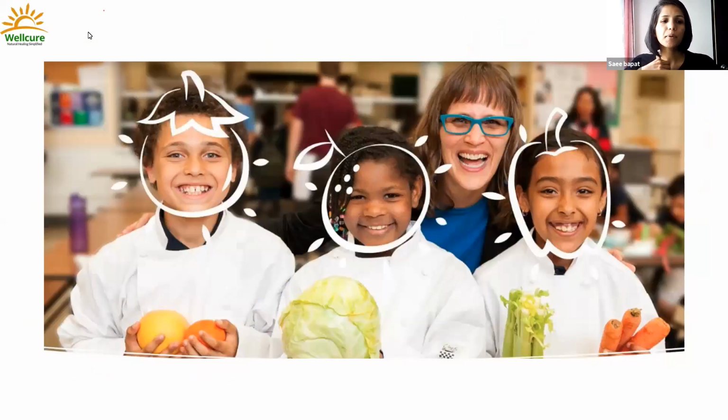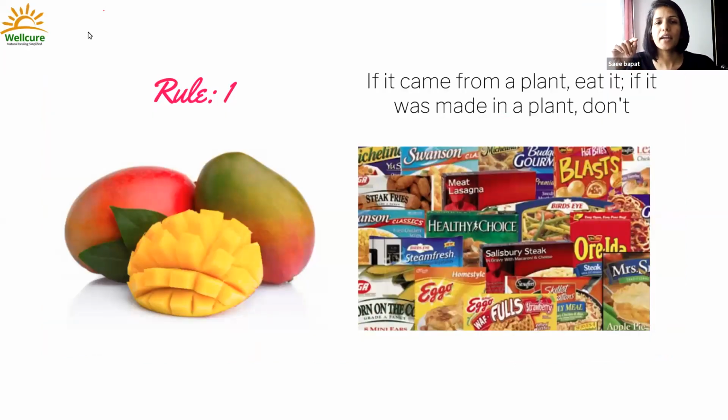So now I have some simple rules that you can teach to the kids. They are very easy to understand and easy to follow. If all of us decide that we have this list, we can always keep it with us and follow it. So what is rule number 1? If the food is coming from a plant, eat it. If it was made in a plant, not. Coming from a plant means fruits, vegetables, nuts, seeds, grains, legumes. But if it is made in a factory, biscuits, chips, and everything, we cannot eat it. Okay, so this is rule number 1.